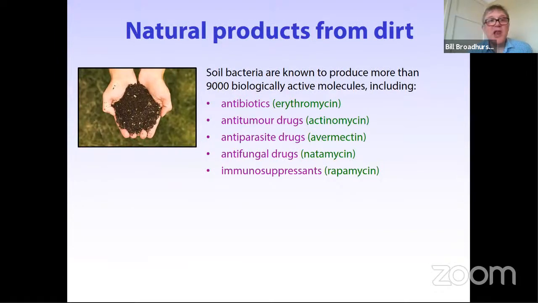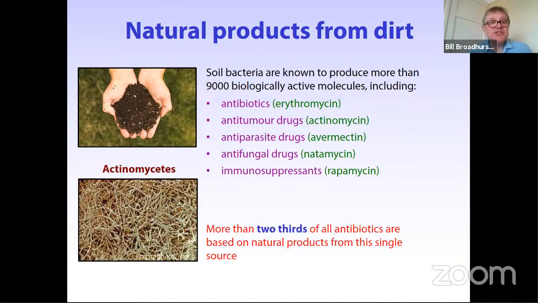Well, it turns out that a large proportion of small molecule therapeutics originally come from soil bacteria, including all sorts of antibacterial agents, antifungals, and even anti-cancer drugs. In fact, more than two-thirds of clinically used antibiotics are natural products that are produced by just one type of soil bacteria, the actinomycetes family.